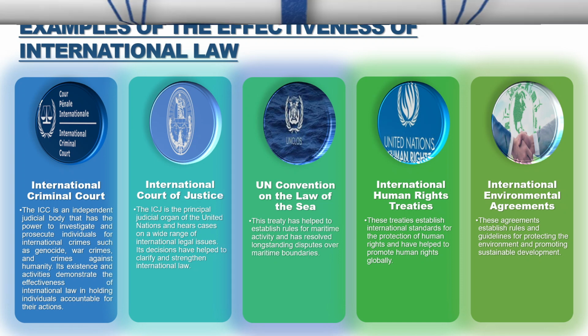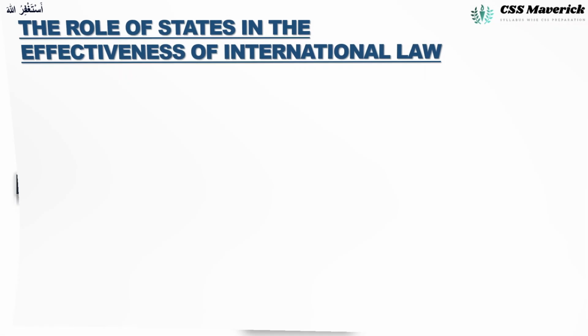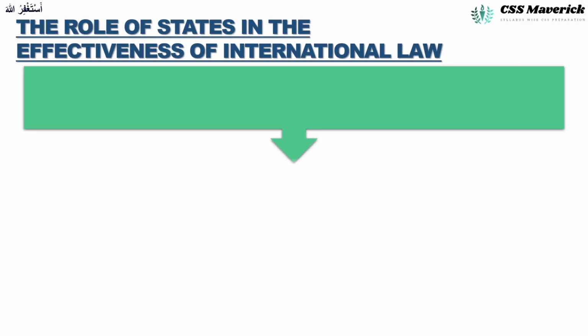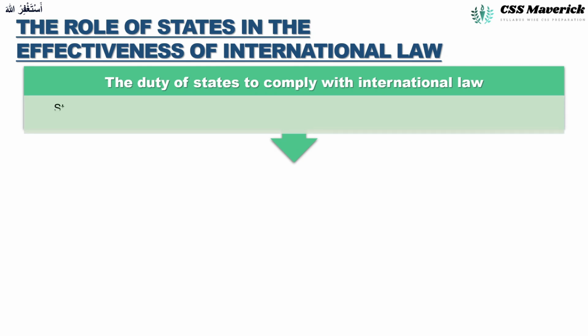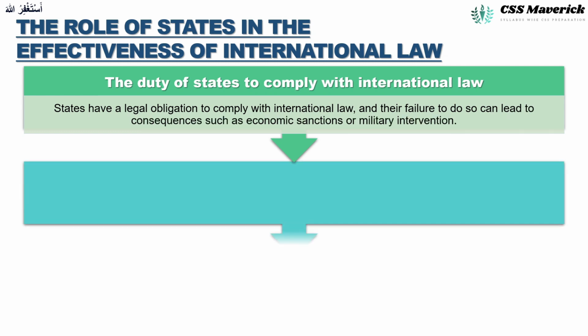Now with this I come over to another part, which is the role of states in the effectiveness of international law. The first role is the duty of states to comply with international law. States have a legal obligation to comply with international law, and their failure to do so can lead to consequences such as economic sanctions or military intervention.